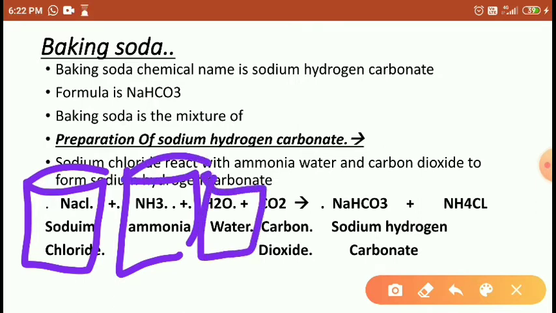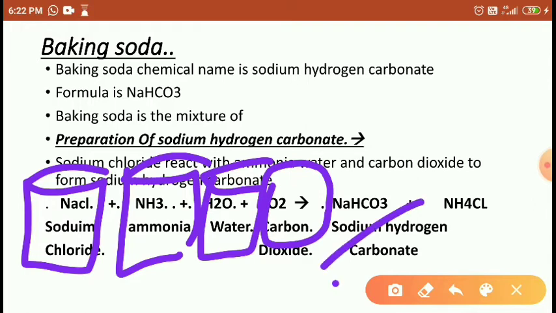Okay, so we take NaCl in one beaker, liquid ammonia in one beaker, water in another beaker, and gaseous carbon dioxide here. We mix all those things. After mixing, we apply a specific temperature and pressure to form sodium hydrogen carbonate, or you may say baking soda. Right students? And it also forms a byproduct. The second product we call a byproduct, that is ammonium chloride. Right students?